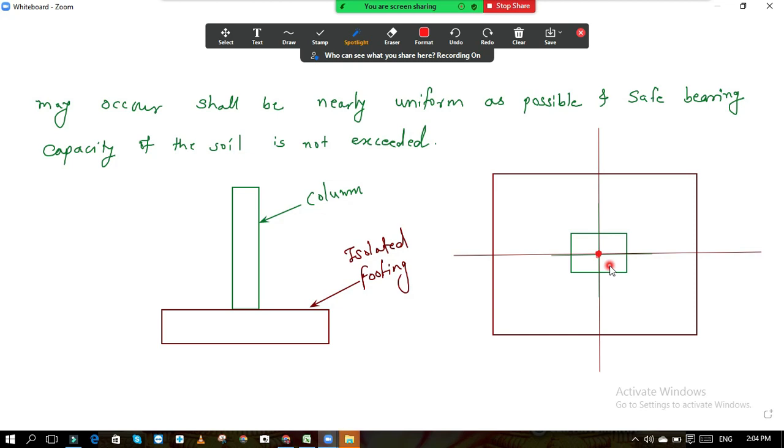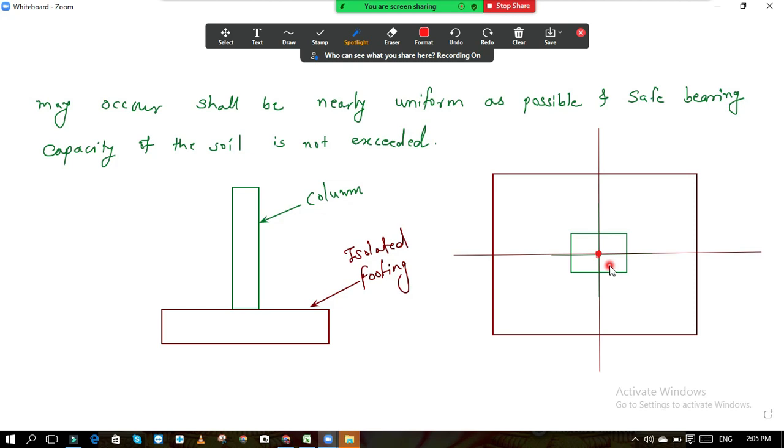If they don't coincide with each other, then there will be the generation of eccentricity. Okay, so there will be eccentric loading. Then you have to consider the additional moment while designing the footing, that is P into E. That is your additional moment, and this moment is developed due to the eccentricity.